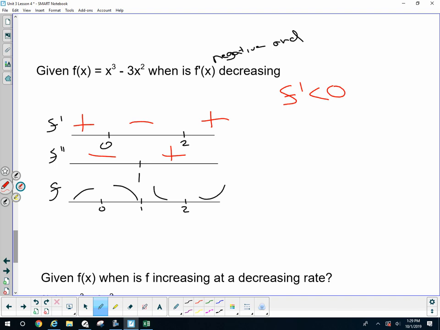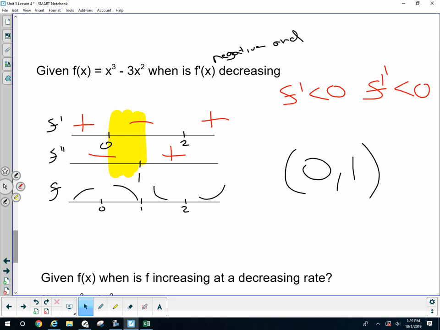F prime negative, f prime decreasing, its derivative is negative. When is f prime and f double prime both negative? Right there between 0 and 1. If you understand that, then you're good.